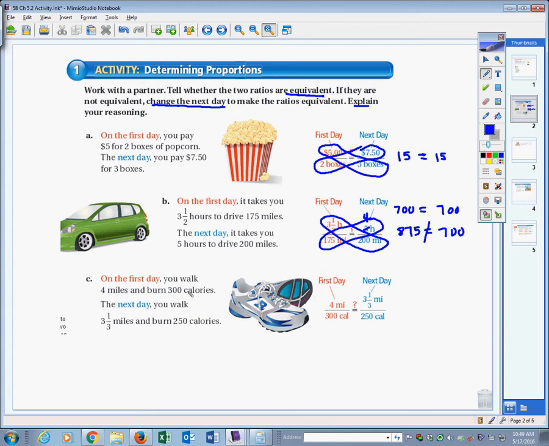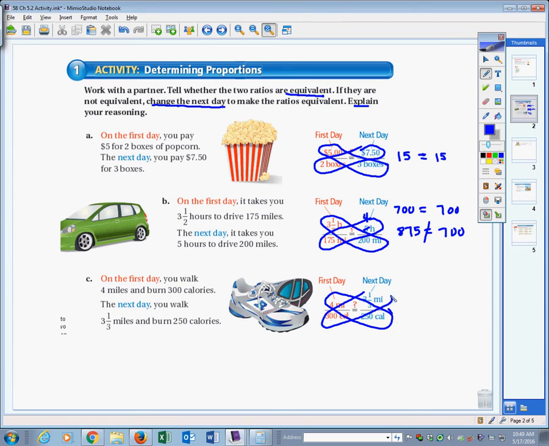So let's look at C. This one says, on the first day you walk 4 miles and burn 300 calories. And then the next day you're going to walk 3 1/3 miles and burn 250 calories. Now, this 3 1/3 might give you a little bit of a problem, but I'll show you how we can figure out how to represent it digitally.